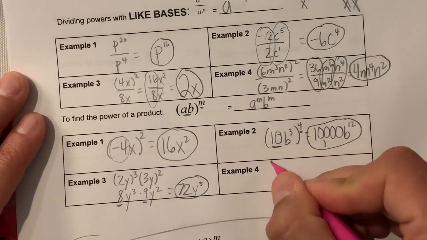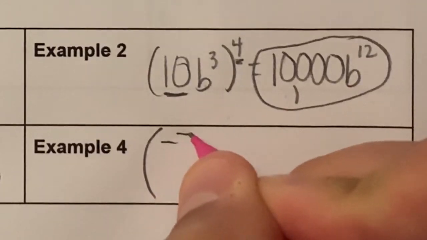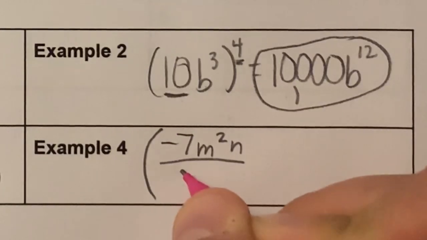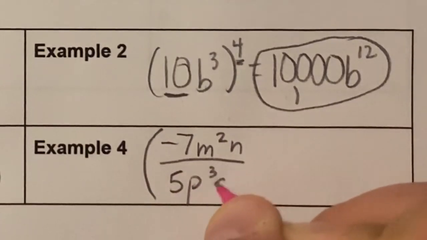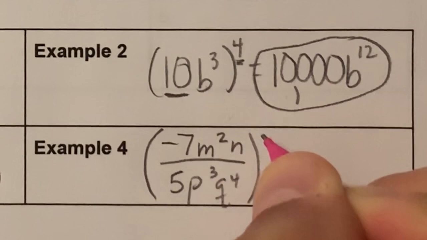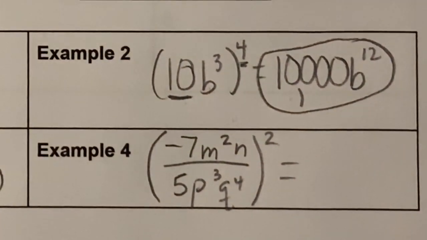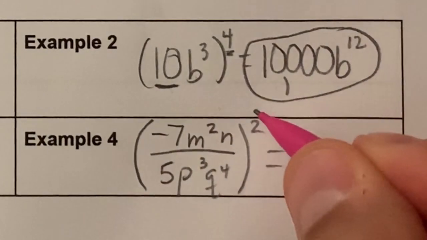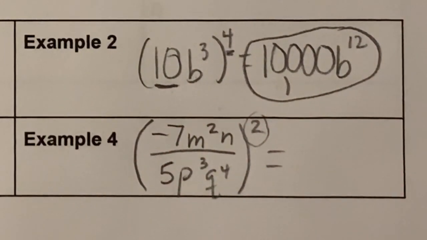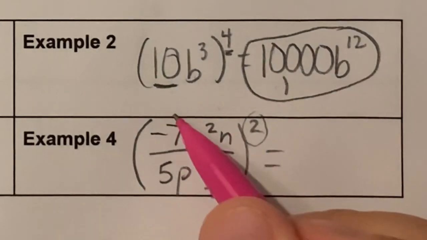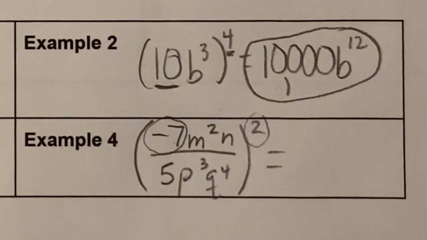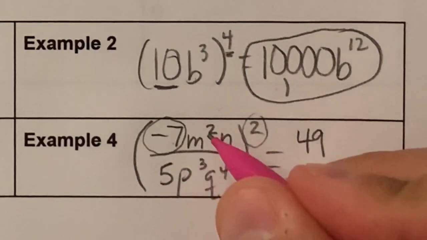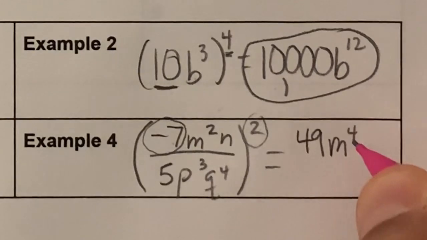And my last question of the day, last question of the week, is negative 7 m squared n all over 5 p to the 3rd q to the 4th, and we're going to square all that stuff. So really, when I have a quantity with a power out in the front, I can just take everything that's inside when it's multiplied and square everything. In this case, negative 7 to the 2nd power is negative 7 times negative 7. Let's call that 49. M to the 2nd, power to a power, multiply.